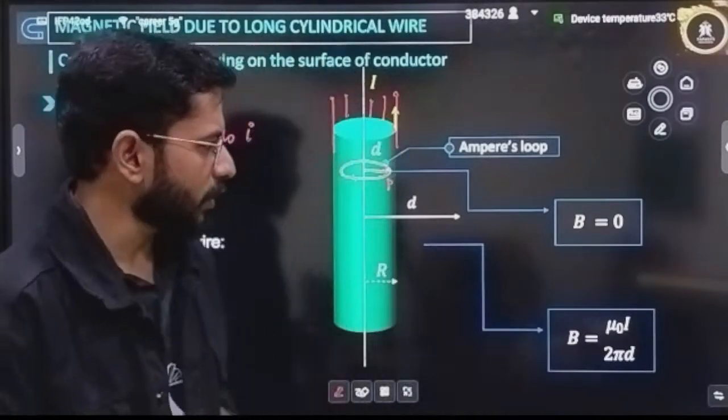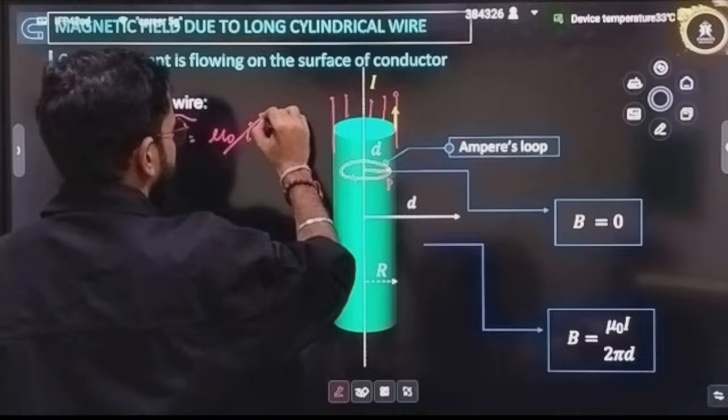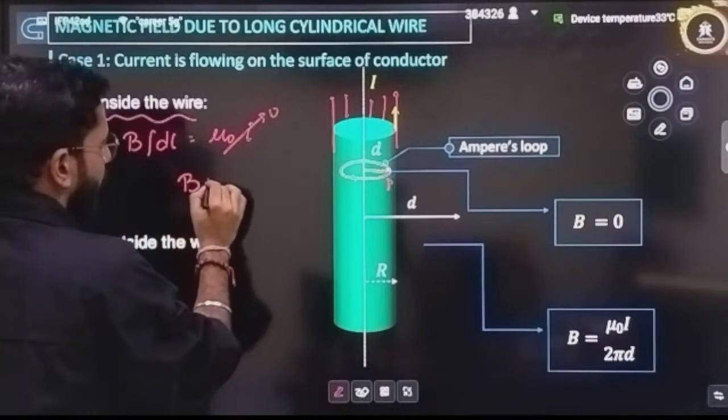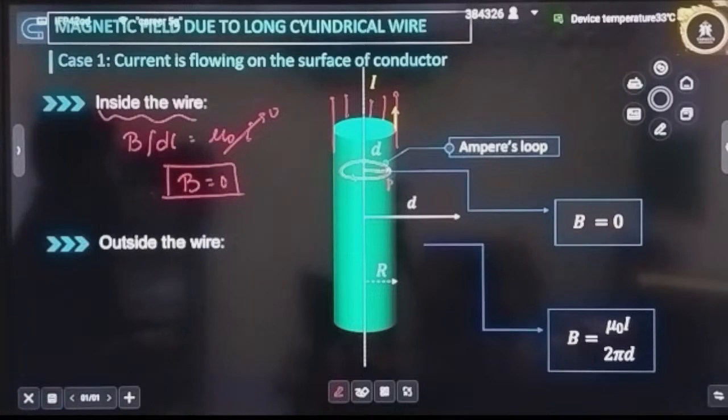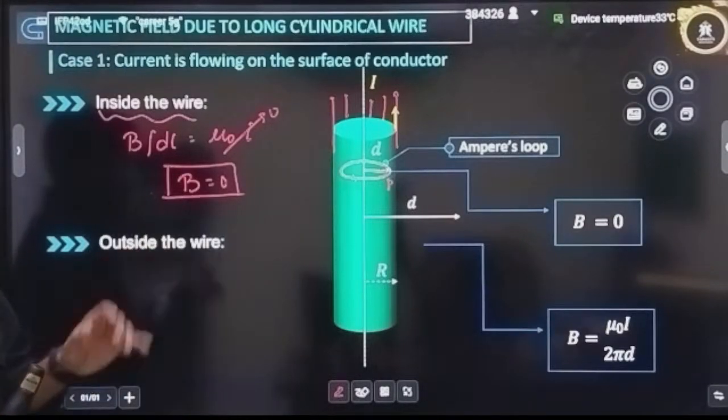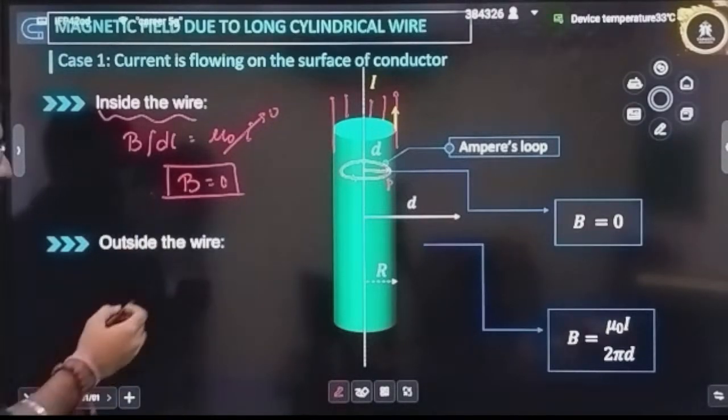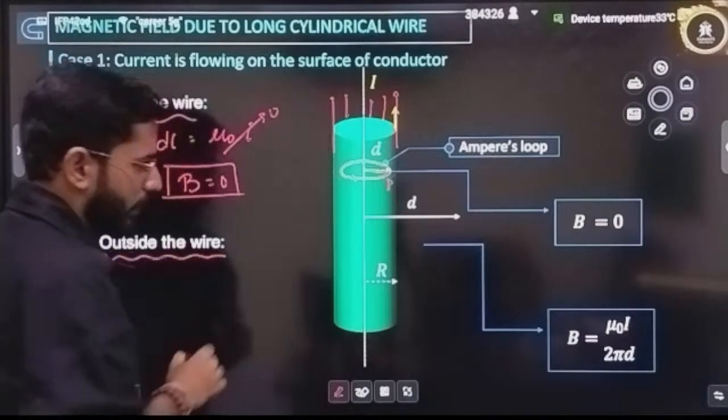That means the net current inside the portion will be zero. If this current is equal to zero, what can I say about the magnetic field? The magnetic field is also going to be equal to zero. Is it clear? But what will happen if I am calculating for the outside portion?